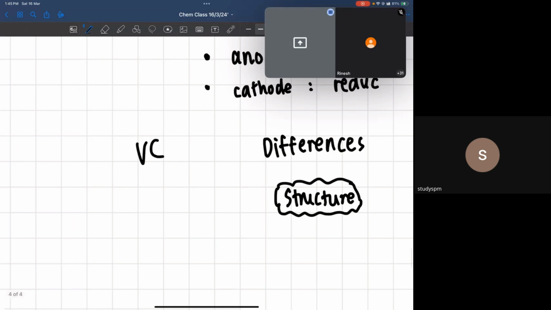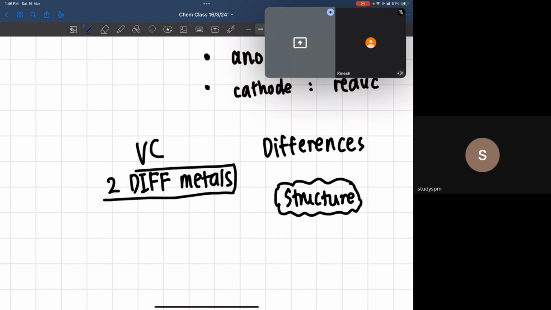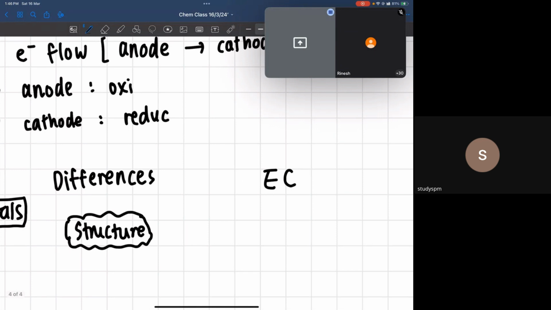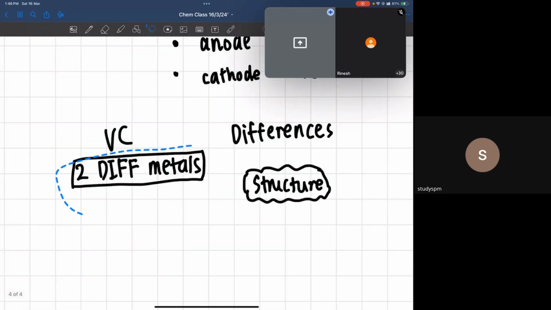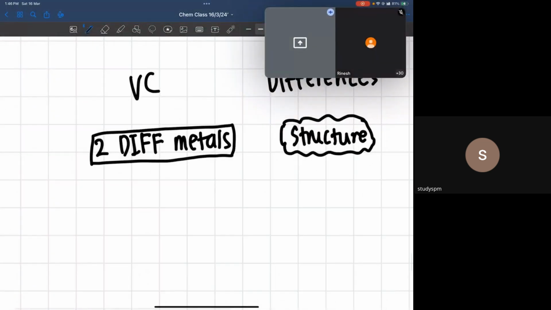So voltaic cell, we have two different metals. Mostly two different. If two the same, cannot. This one is very important. Different metals. Okay, this one is very important. If two same metals, that's not voltaic cell already. That falls onto electrolytic cell. So this one is to determine with your eyes, okay? So two different metals, and then into an electrolyte. Okay, this is the main one.